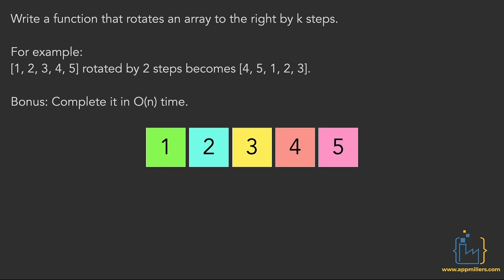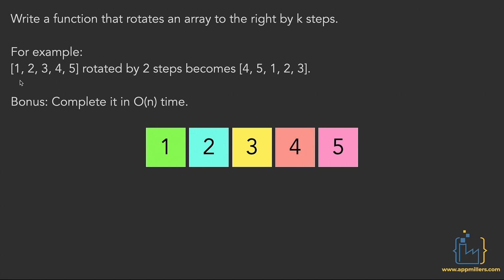make things clearer. As I mentioned, we need to write a function that rotates an array to the right by k steps. First, we need to understand what this exercise says. As an example, we have an array over here. Let's say k in this case is 2. If we rotate this array by 2 steps, it's going to become like this. This means that the elements will be moved right 2 steps.